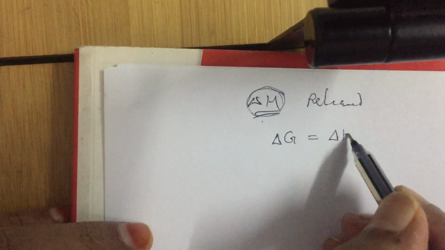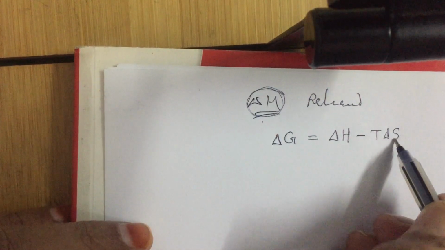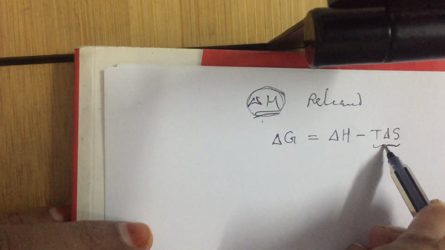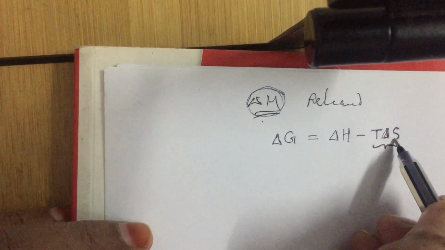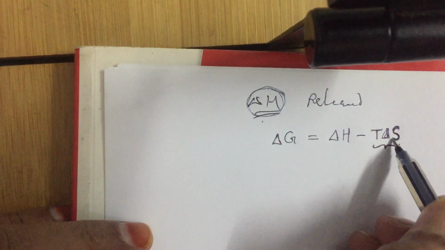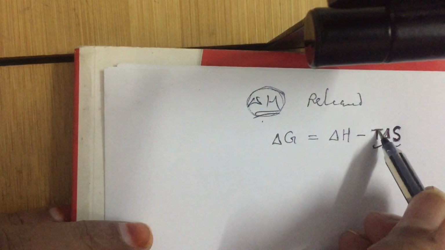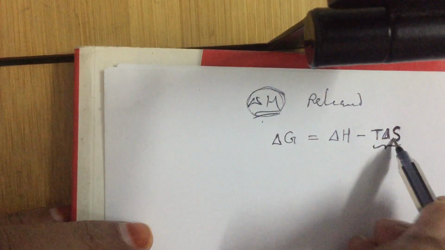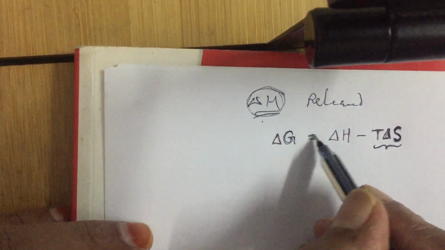Delta G is equal to the total amount of energy released minus the part of energy that is wasted. The wasted energy is indicated by T delta S, where delta S is called entropy change. It means some energy is wasted in increasing disorder in the surroundings. The part of the energy that is wasted is represented by T delta S. The part of energy that is really useful to us is given by delta G.